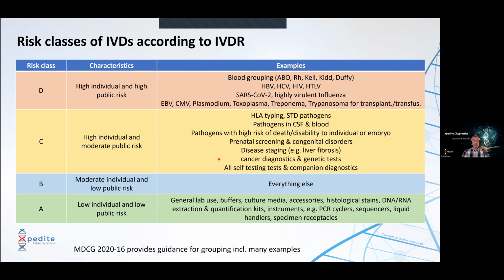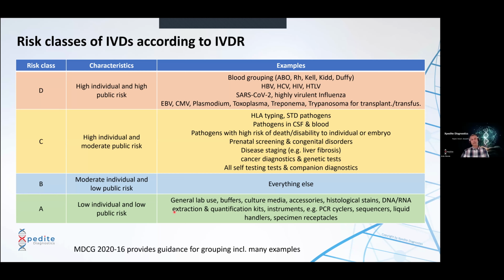It also comprises prenatal screening and screening of congenital disorders. Things like disease staging, all the cancer diagnostics and inherited genetic tests are class C devices. And also important to know, all self-testing and companion diagnostic devices are class C devices. So everything, if you think about point-of-care testing, really by a layperson, that is considered self-testing according to the IVDR and is automatically a class C risk device.